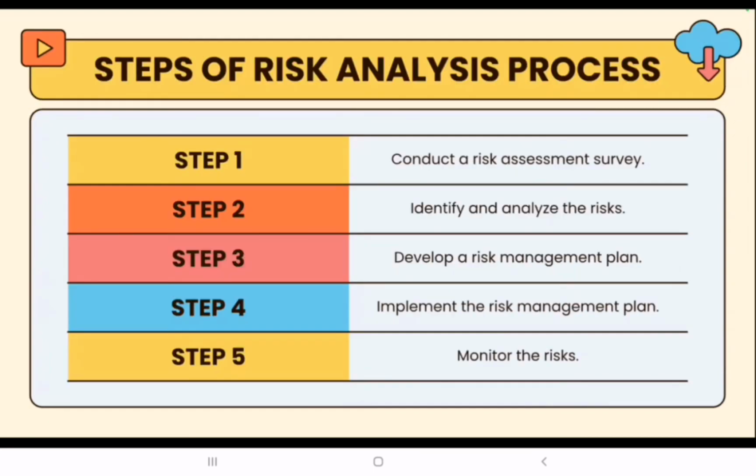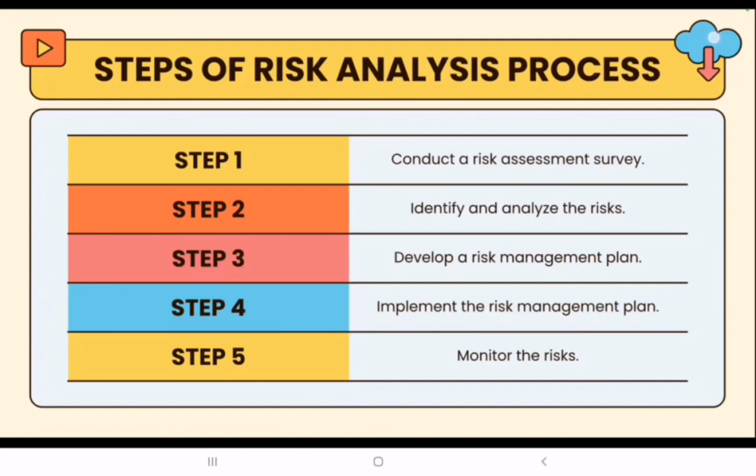Next slide, I will be explaining the steps of the risk analysis process. Step 1, conduct a risk assessment survey. By conducting a risk assessment survey, we get input from the management, and it is a way to begin documenting specific risks or threats. For step 2, identify and analyze the risks. Once we analyze the risks, the process should determine the likelihood that each risk will occur as well as the consequences linked to each risk, and how they might affect the objective of a project.